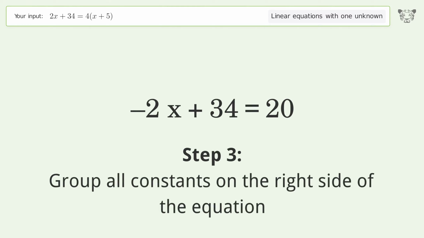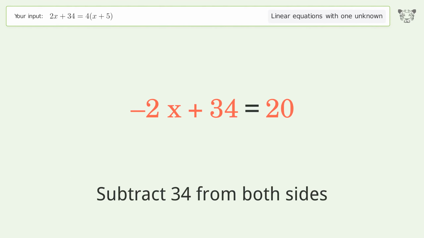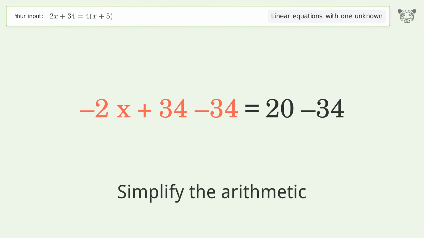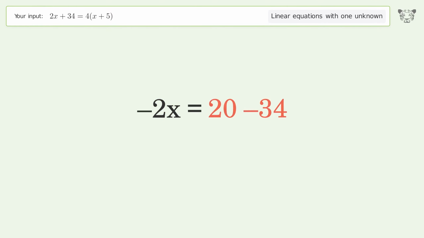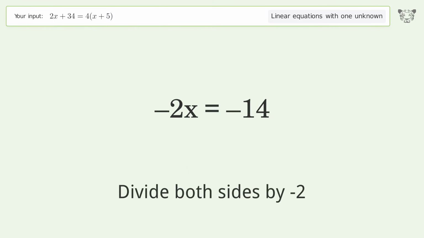Group all constants on the right side of the equation. Subtract 34 from both sides. Simplify the arithmetic. Isolate the x. Divide both sides by -2.